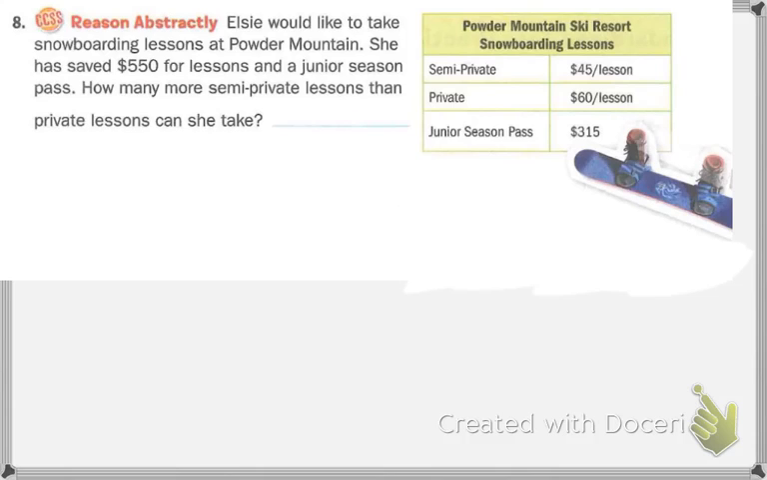So for each of these, I'm trying to figure out how many of each type of lesson you can fit. Round down your answers, since that's the most you can afford. You'll just have a little bit of money left over. No big deal. All right, hit pause, give these a shot.